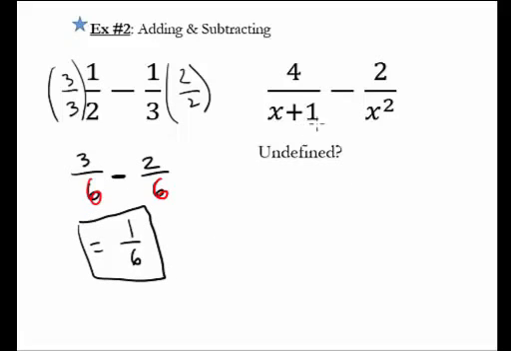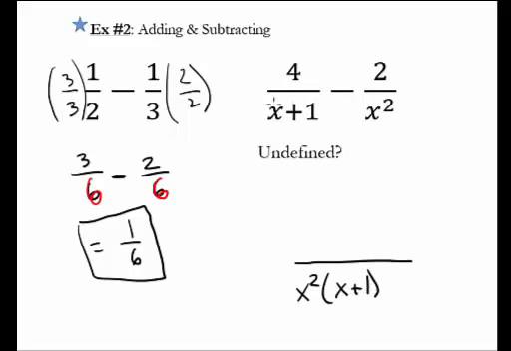Well, we can do the same thing when we're dealing with rational expressions. So here I have a denominator of x plus 1 and a denominator of x squared. These are different, okay? I want to have a common denominator. Well, in this case, the common denominator is just going to be the product of these two denominators. So I'll just rewrite it. The common denominator at the end is going to be x squared times x plus 1.